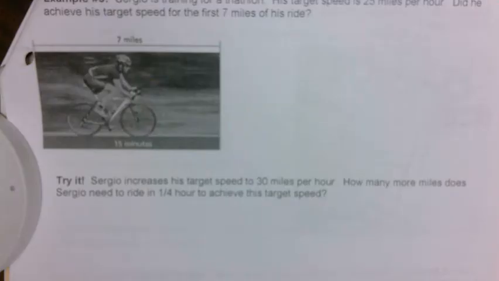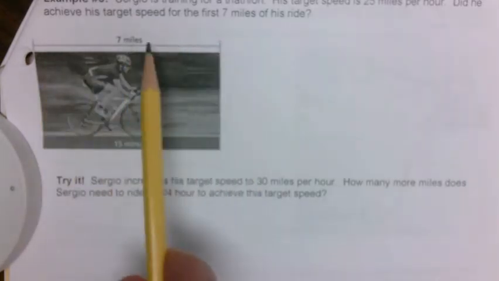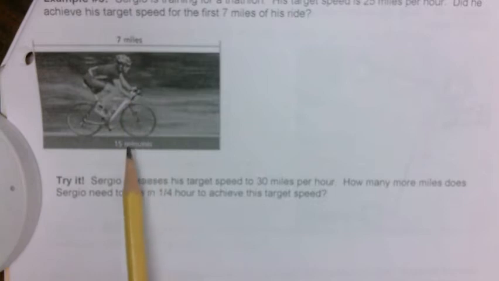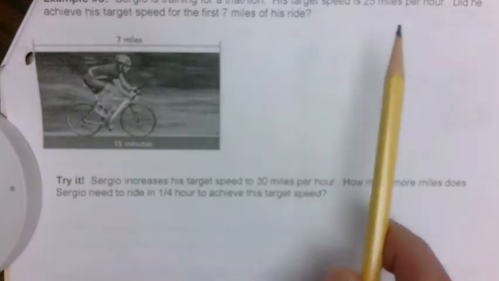In example 3, we're told that Sergio is training for a triathlon. His target speed is 25 miles per hour. Did he achieve his target speed for the first 7 miles of his ride? If we look at the picture, we can see Sergio on his bike, and he's gone a distance of 7 miles in 15 minutes. We need to see if this is helping him get to his target speed of 25 miles per hour.